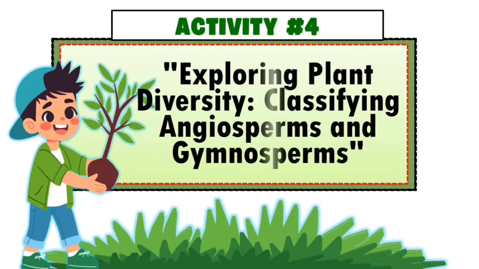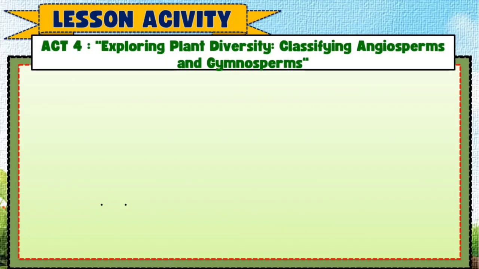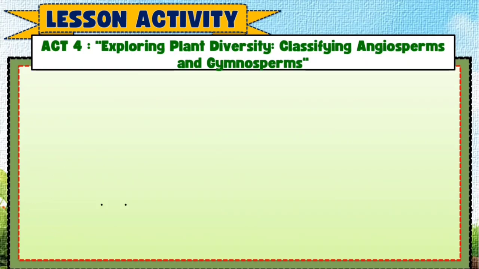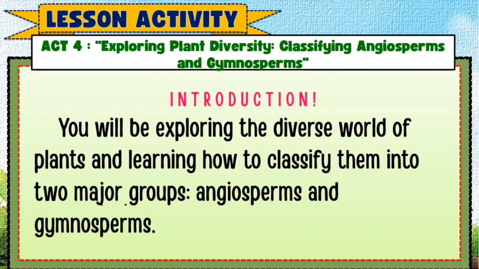Activity number 4. Exploring plant diversity, classifying angiosperms and gymnosperms. Materials needed: various plant specimens, both angiosperms and gymnosperms, magnifying glasses, a classification chart or table, and a worksheet or notebook for recording observations. This time, you will be exploring the diverse world of plants and learning how to classify them into two major groups, angiosperms and gymnosperms.